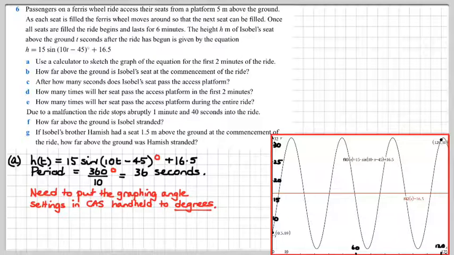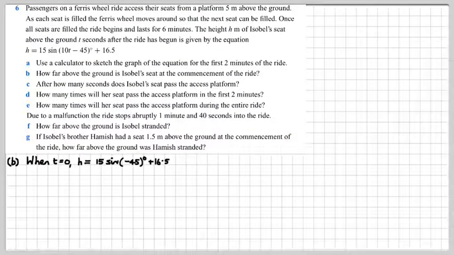The first 2 minutes, that's 120 seconds. Everything's good. Okay, now let's go on. How far above the ground is Isabel's seat at the commencement of the ride? Well, that's just t equals 0, isn't it? I think so. Yes. Very good. t is 0.